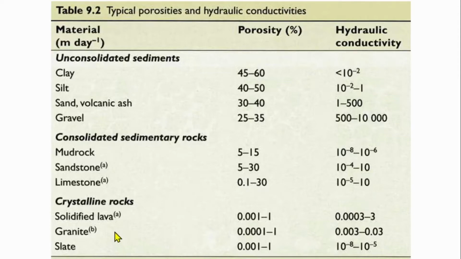Crystalline rock, so we have, for example, solidified lava: porosity very poor, and the hydraulic conductivity could be from very poor to good. Granite has very low porosity, and the hydraulic conductivity is really poor. And slate, same: low porosity but really poor hydraulic conductivity.